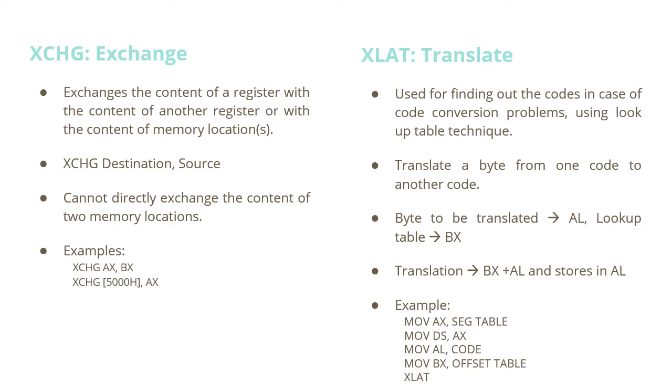Next, we have the instruction MOV BX, OFFSET TABLE, which will move the offset of the code lookup table into BX. Next, the XLAT instruction is executed. When the XLAT instruction is executed, the content of BX and AL gets added up, and this result is stored in AL, replacing the code that was present before the execution of the XLAT instruction. So now we have the translated code present in AL.